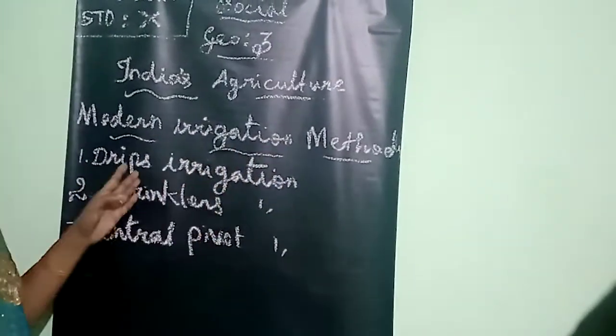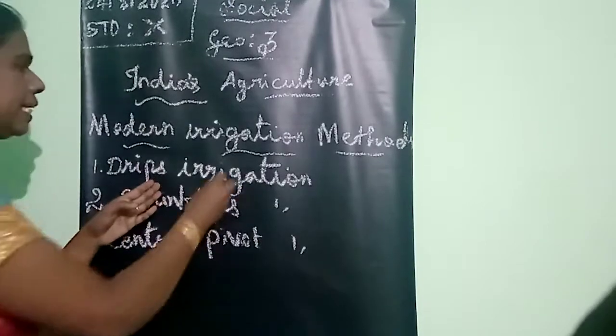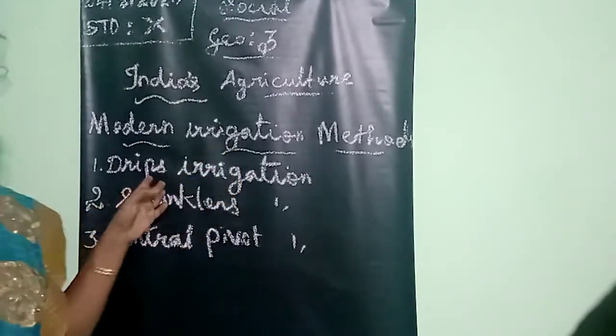Now listen here. The first one is drip irrigation. It is the system of irrigation, watering like troughs near the roots of the plant. It is suitable only for trees and horticulture crops that grow bigger.